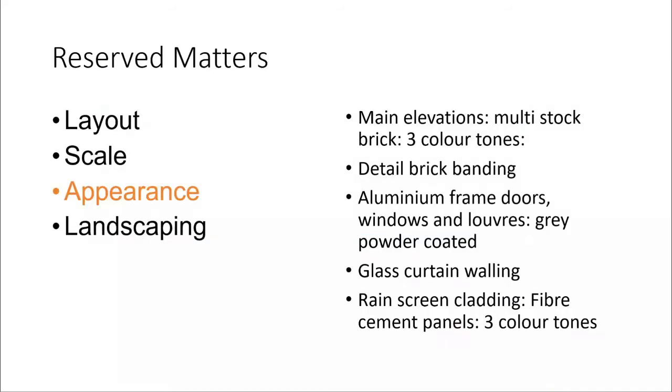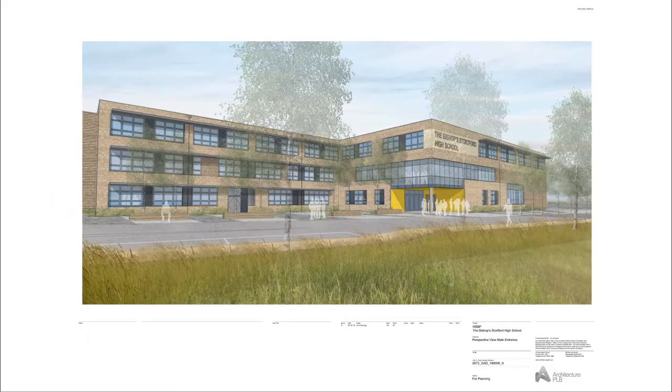Moving on to the appearance of the building, the main elevations are in a multi-stock brick. 3 different colours of brick are used, with detailed banding to show some greater interest in the building. The doors, windows and louvres are all grey powder coated aluminium frame, and there's the glass curtain walling. And the sports hall in particular has rain screen cladding with 3 complementary colours.